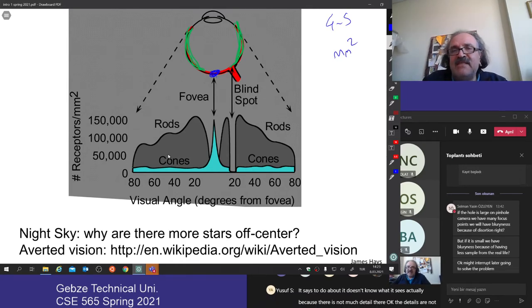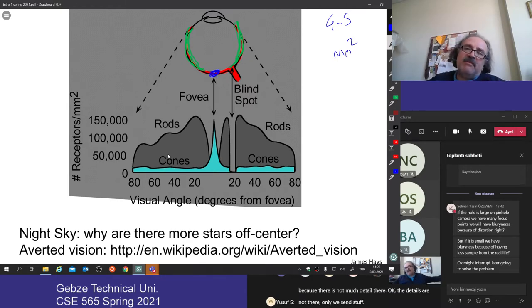We only sense stuff. If somebody is coming from the side, I can sense that something is coming, but I need to change my eye position and look at it that way, either by moving my head or by making these eye movements.